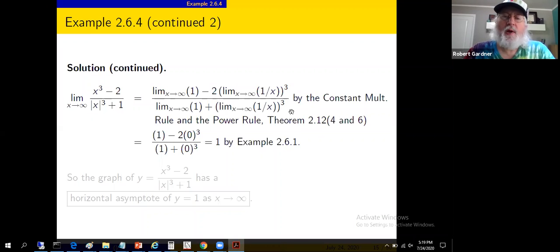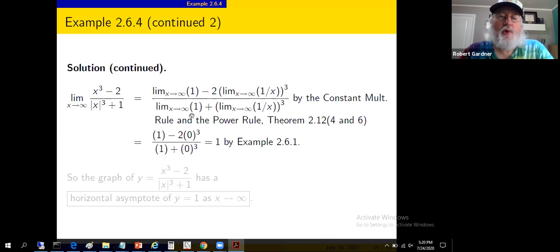So I'm working these in a less detailed way as we do more of them. We've got to save time somehow. The power rule let us take the limit inside the cube, the numerator and denominator, and that's what we were looking for, a limit of 1 over x, because I know that's 0.